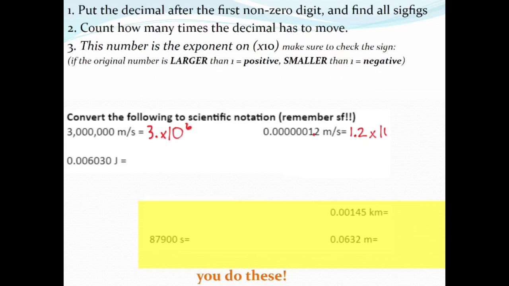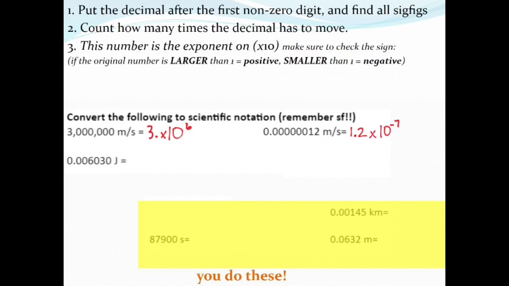And then we write the times 10 part because that's always part of it. And here we can see where our decimal started. So we can easily count 1, 2, 3, 4, 5, 6, 7 times. And so I am going to put a 7 in my exponent. But as we look at this original number, this number is smaller than 1, which means that this should be a negative 7 exponent on our 10. So 1.2 times 10 to the negative 7th power is our scientific notation version of this number.